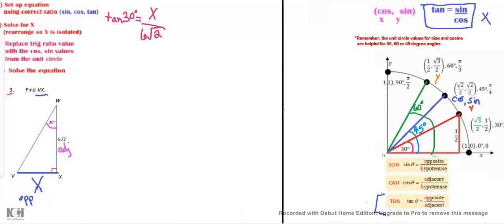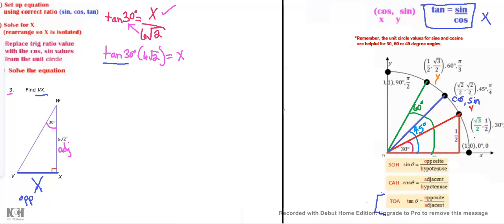Step number 2. We need to solve or rearrange so that x is all by itself. And the easy way to do that is just to move this term up there. So we've got tangent 30 degrees times 6 square root of 2 equals x. Not too bad so far. Step 3, we want to replace this tangent of 30 degrees with a precise value from the unit circle. So we're dealing with the 30 degree. That's this red triangle right here.